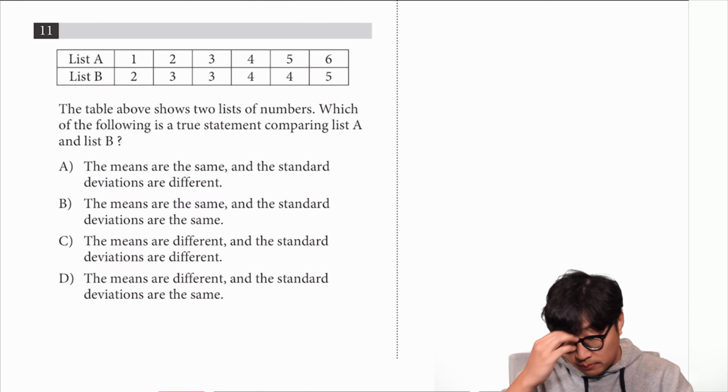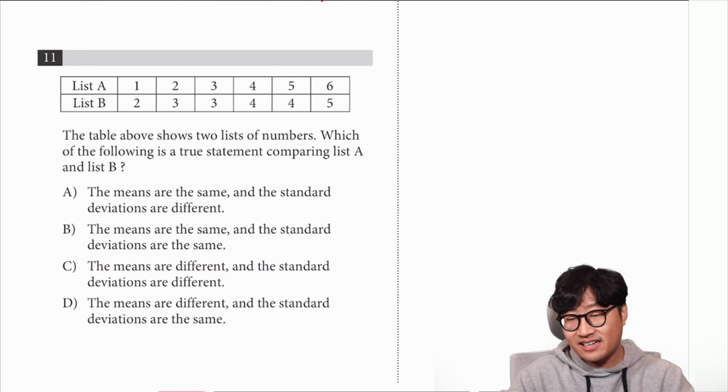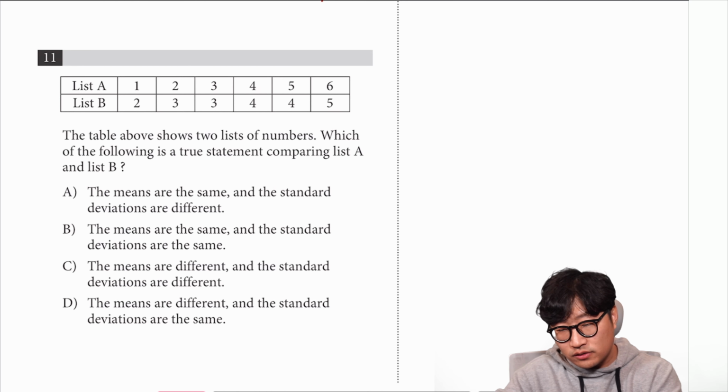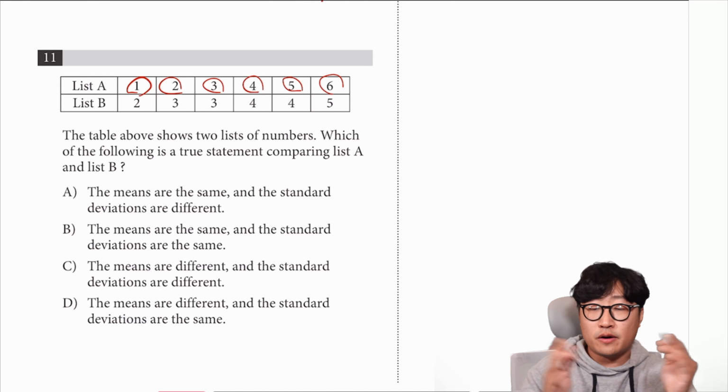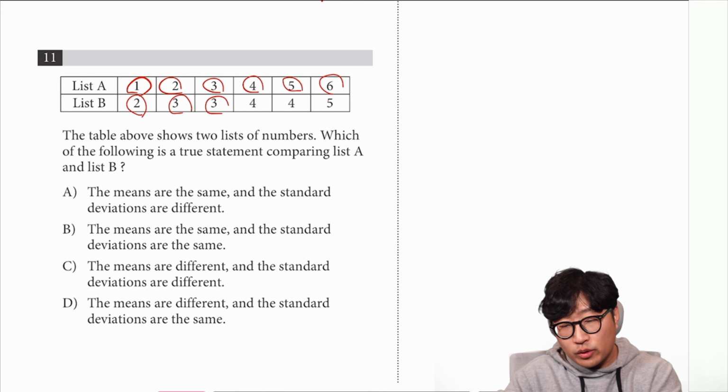So something about the means and standard deviation, right? First of all, let's think about the idea of standard deviation. Look at all these numbers, right? List A's got 1, 2, 3, 4, 5, 6. Everybody's differing by 1, right? And list B's got 2, 3, 3, 4, 4, 5.